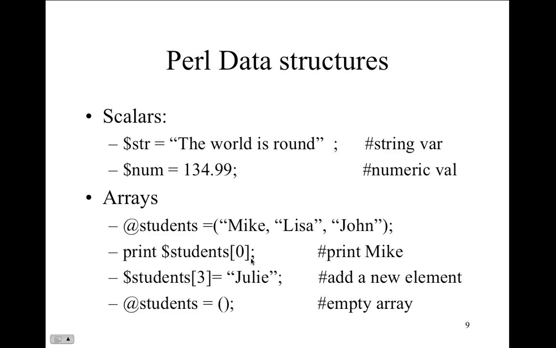So if you don't like arrays in C++, you don't like them in Perl either. They all start with 0 and they go 0, 1, 2, 3. So this prints out Mike. This prints out Julie, number 3, 0, 1, 2. I don't know where Julie is in here.